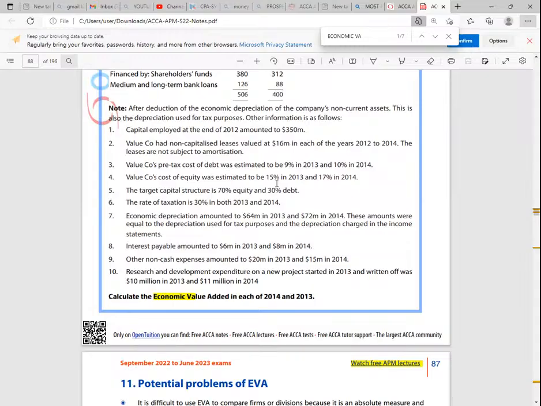Nope. The weight of equity in 2014 is supposed to be 17%. The weight of debt doesn't change. The weight of debt is 0.3 times the cost of debt after taxation. The cost of debt I can see before taxation for 2014 is 10%. But now remember that this 10% has to be tax adjusted.